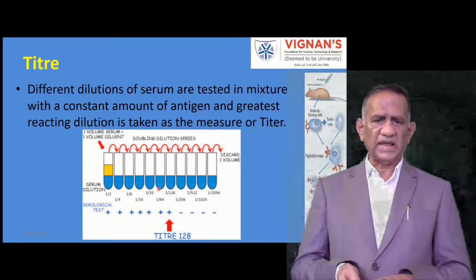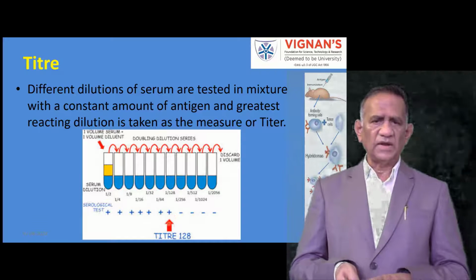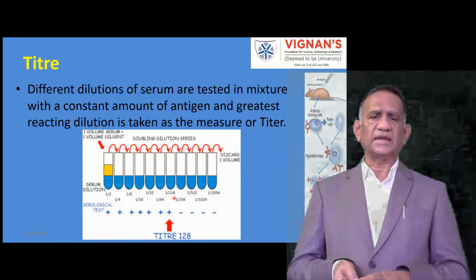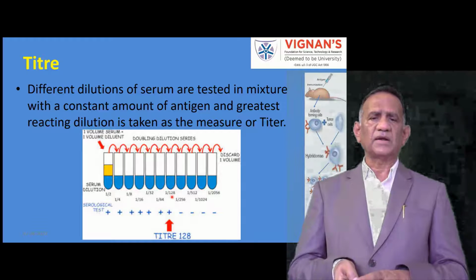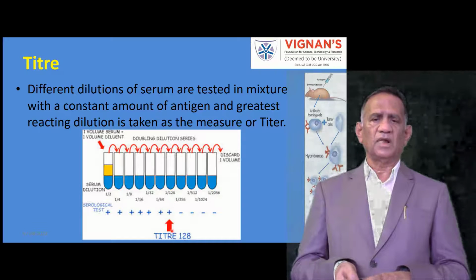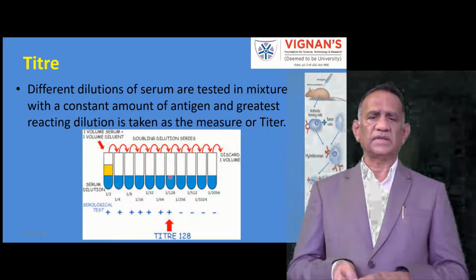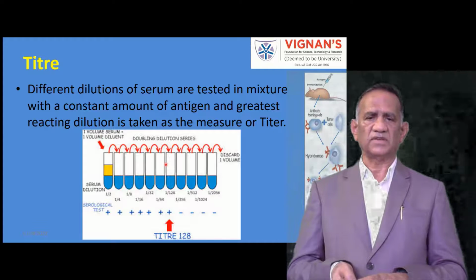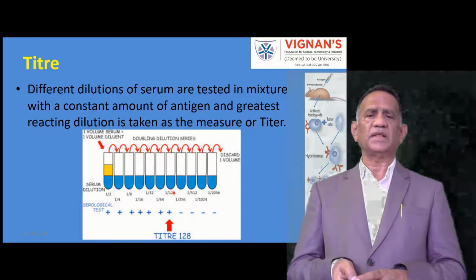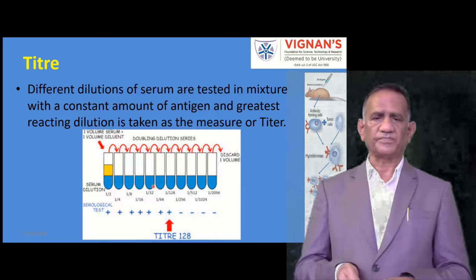So in this particular case, the titer is 128, that is 1 by 128. Here we are getting antigen-antibody complex formation. Whenever the clinician reports to the doctor that the titer here is 128, accordingly the doctor takes the decision whether there is less antibody or more antibody in the serum. The doctor will advise. Like this, the titer is calculated.